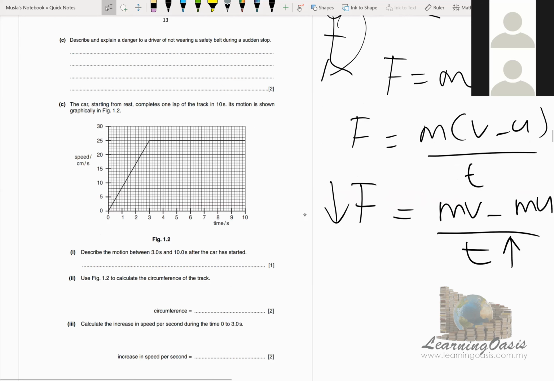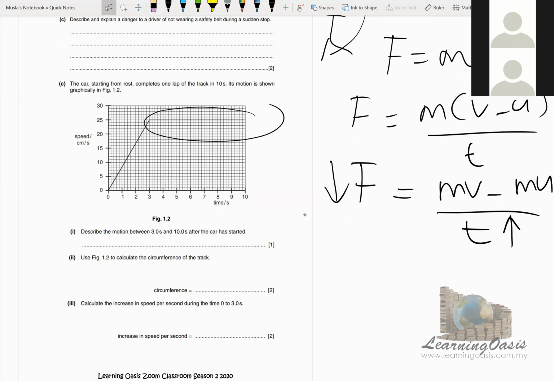Now the car starting from rest completes one lap of the track in 10 seconds. Its motion is shown graphically in figure 1.2. Describe the motion between 3 and 10 seconds after the car has started. Constant speed.